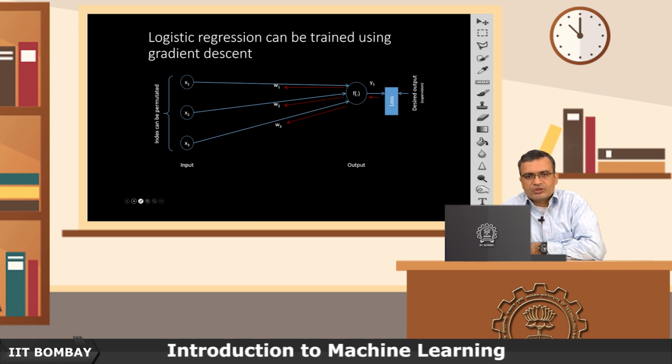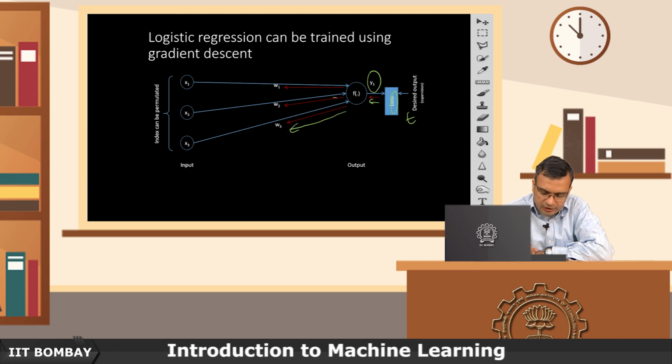So how is this logistic regression trained? Whatever output that we get, so this is 1 by 1 plus e to the power minus z, we compare that against some target value t, and that comparison is put in a loss function, and then we take the derivative of the loss function, and that derivative is in some sense sent back to all the three weights, and based on that we adjust the weights slightly.